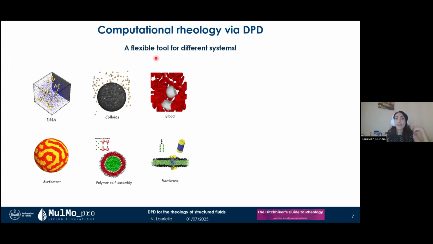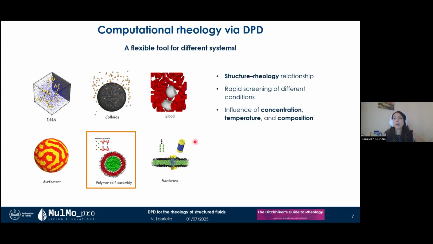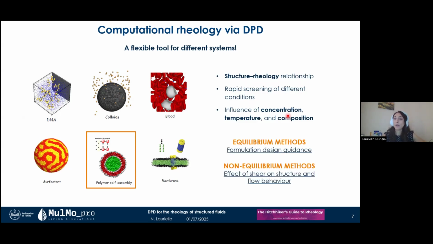DPD is a very flexible tool to capture the rheological and morphological behavior of different systems. So far, we focused on polymer self-assembly, but there are a lot of works in literature dealing with colloids, surfactants, and so on. DPD is capable to capture the structural rheology relationship and to quickly mimic different conditions, different concentration, temperature, and composition. Rheological properties can be computed in DPD by applying both equilibrium methods and non-equilibrium methods.